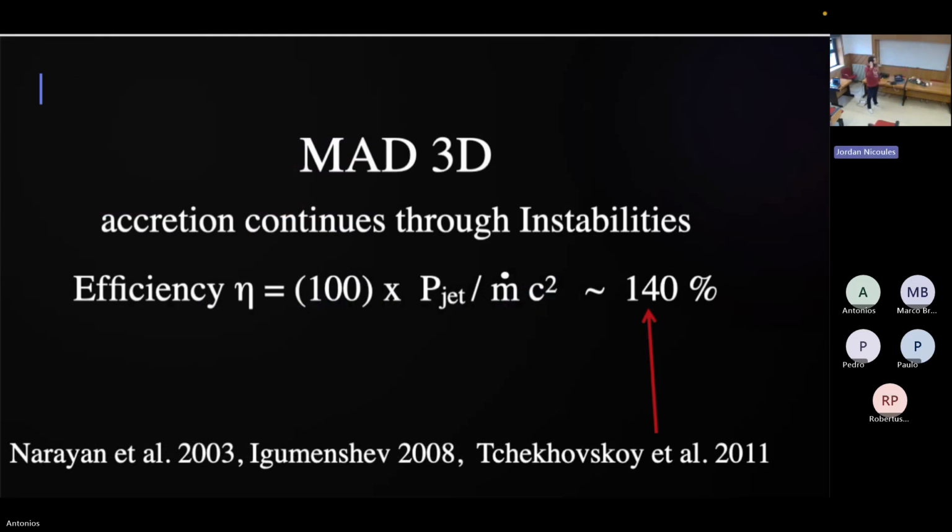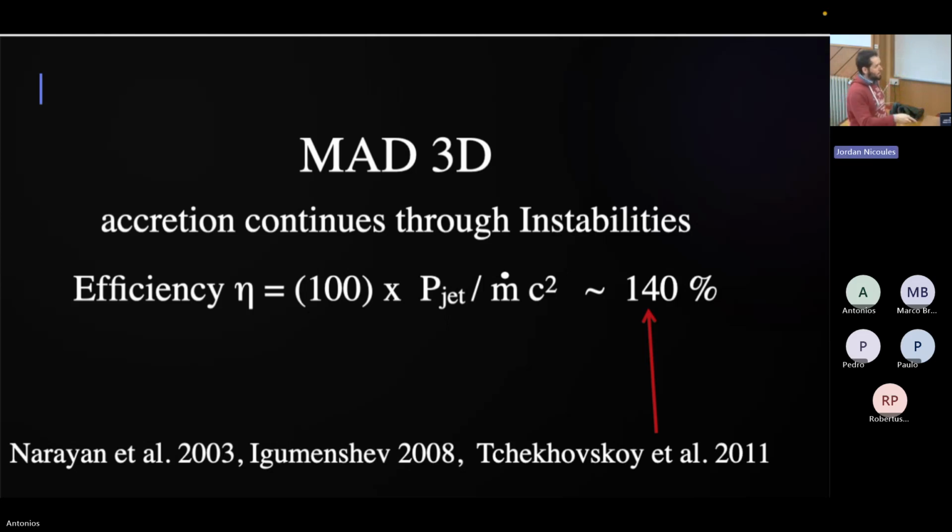Towards the last part of the talk, MAD in 3D: accretion continues through instabilities. As I was saying before, you have built a really strong magnetized funnel. Accretion, it's really hard to pass through this magnetic barrier, but still it continues through instabilities. The efficiency of this process, how do I define the efficiency, is the power of the jet that I extract divided by Mdot c squared, the energy that goes to the black hole through accretion.